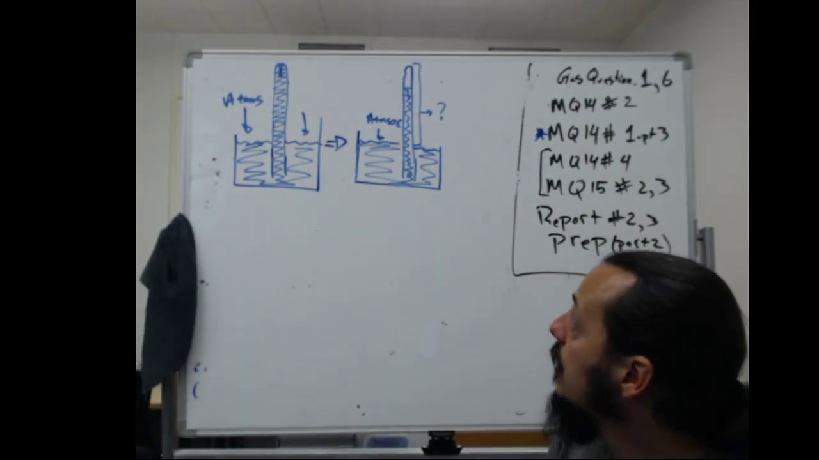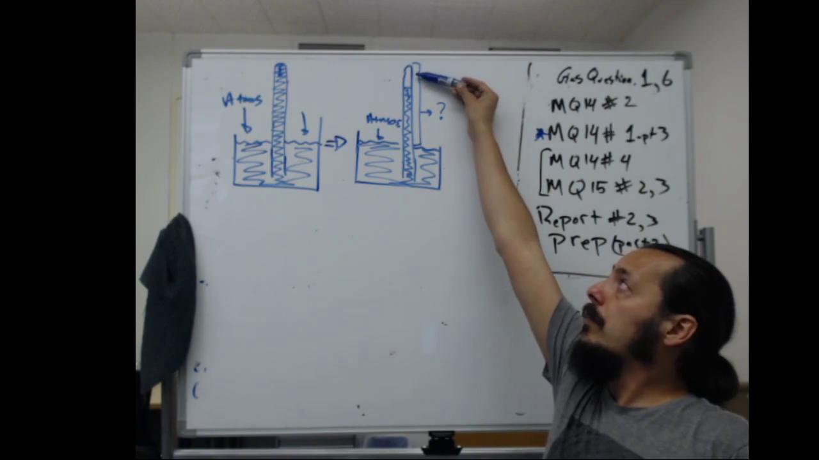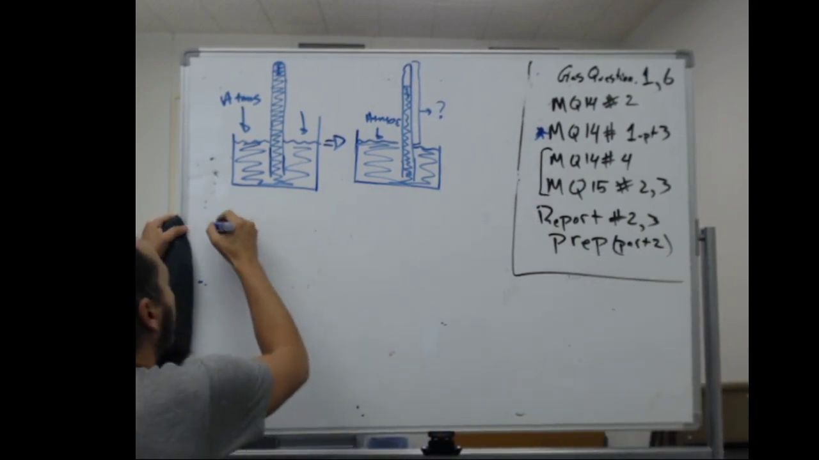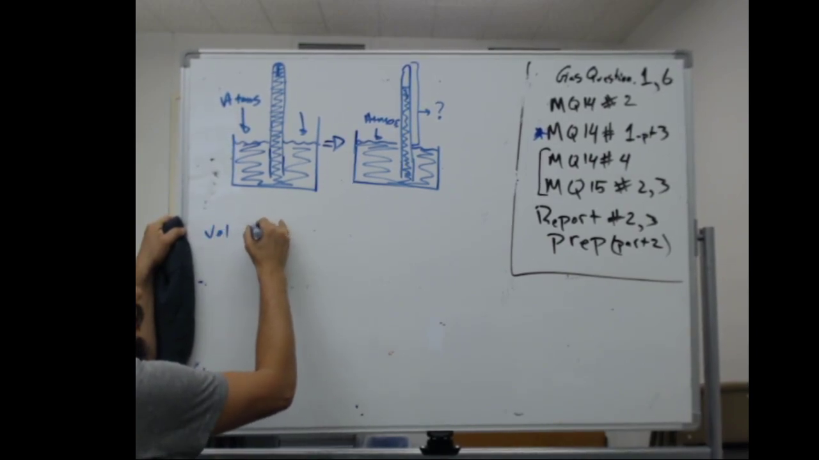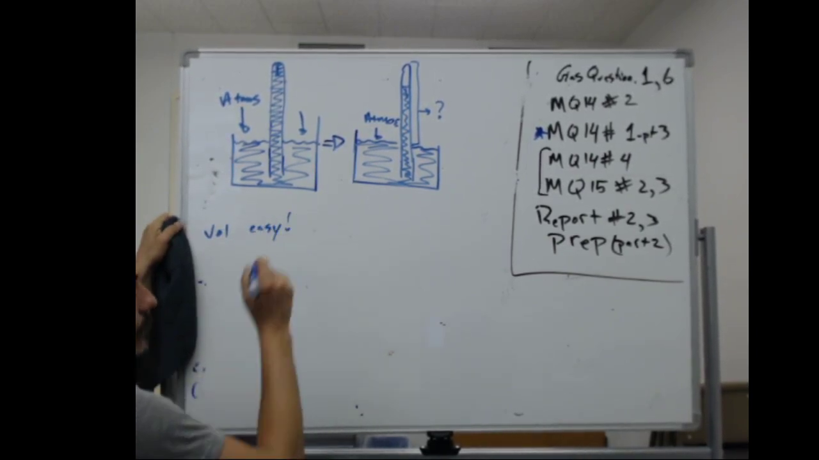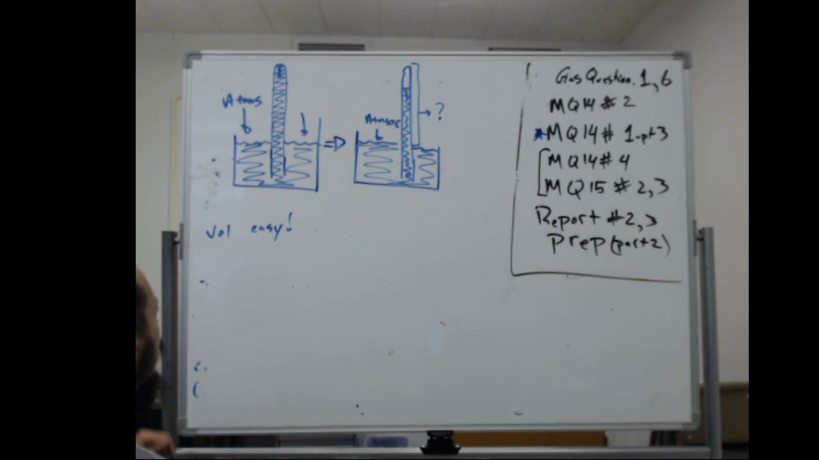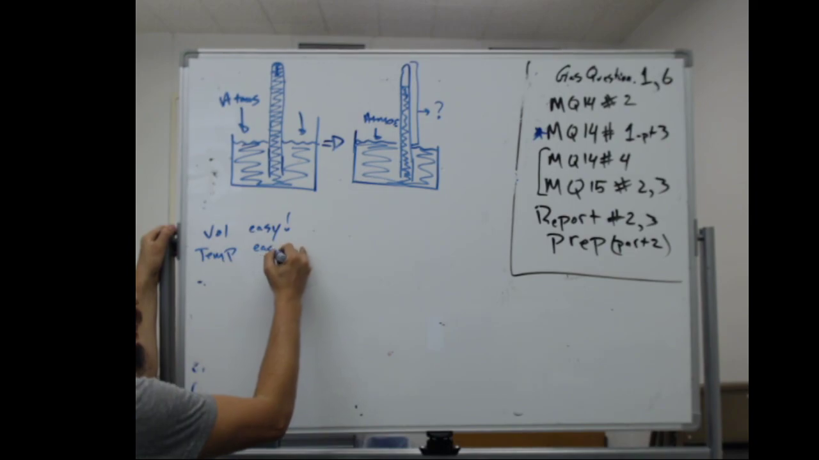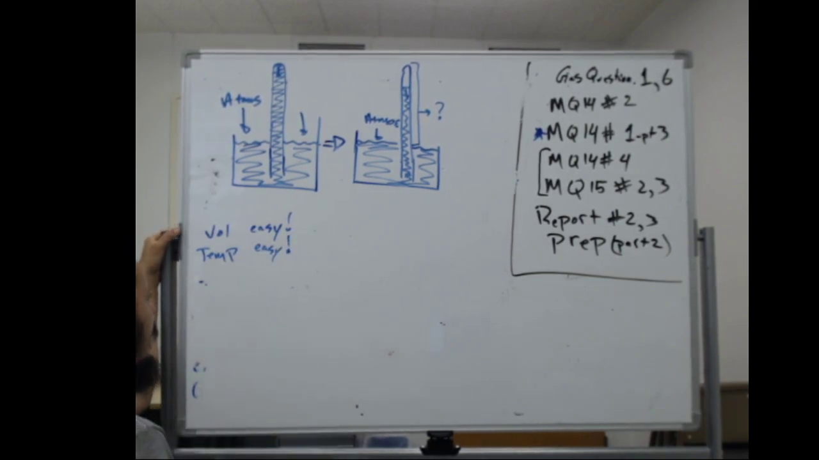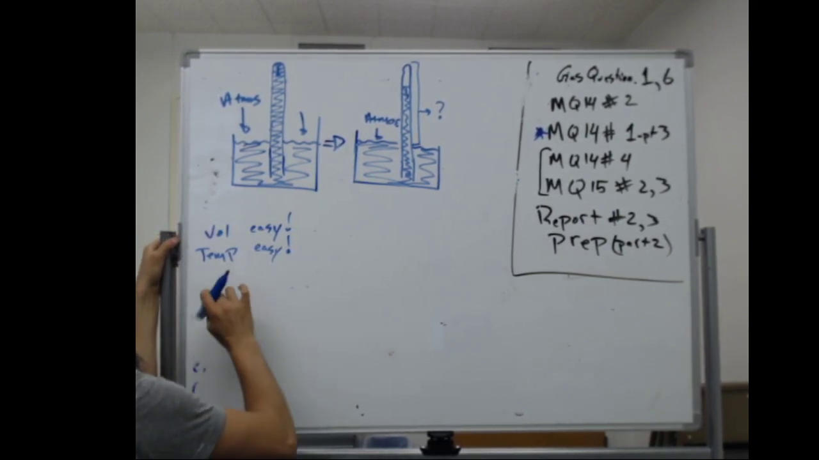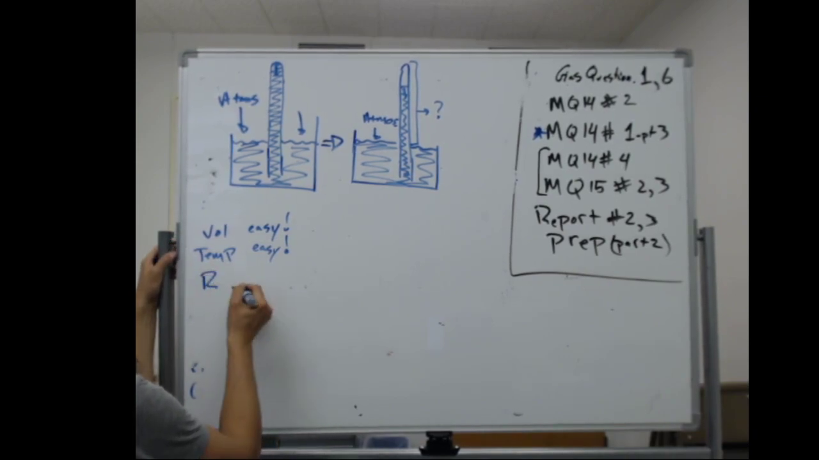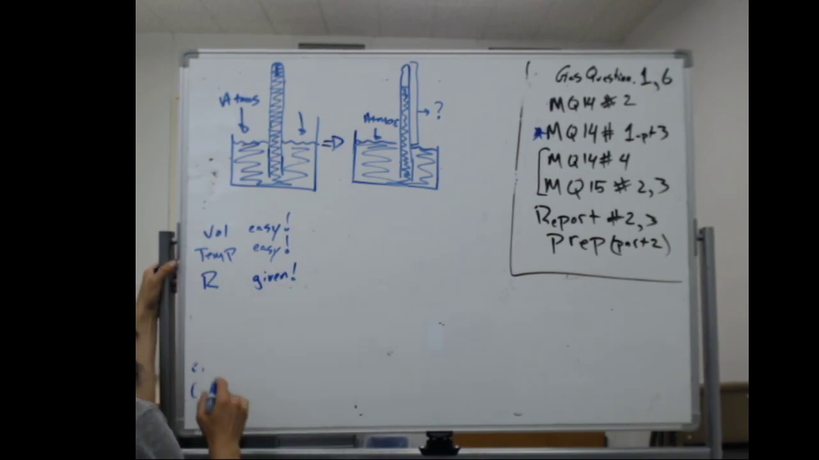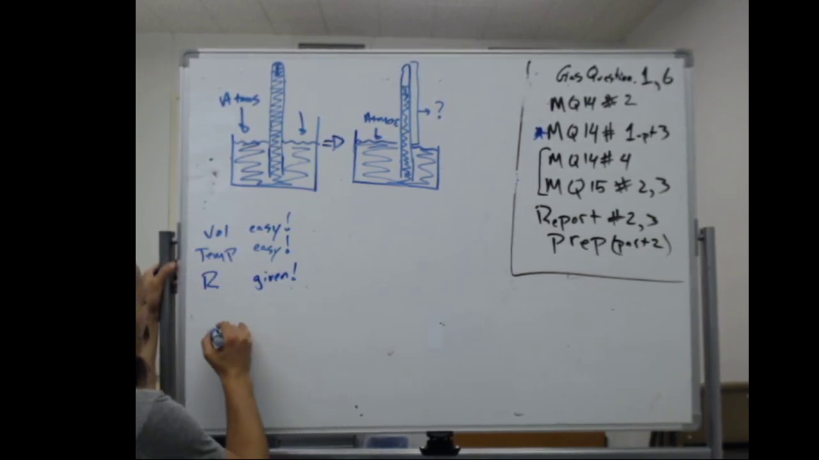The eudiometer is designed just like a burette where there are marks down the side so we can measure the volume really easily. Volume's easy to measure. Temperature is also easy to measure. We just get a thermometer and we're set. Gas constant, given. And then we just have this problem.